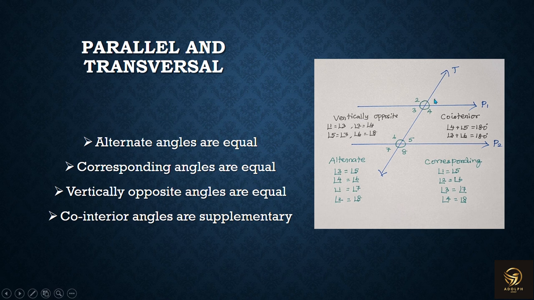Vertically opposite: if any lines are intersecting each other, then opposite angles will be equal: 1 and 3, 2 and 4, 5 and 7, 6 and 8, like that. Co-interior angles, as I said, all the odd and even angles are the same, and an odd and an even are a linear pair, so both add up to 180. So any odd and any even, if you add, you'll be getting 180 degrees. One special case is that co-interior angles add up to 180. Let's see the problems and how it works.